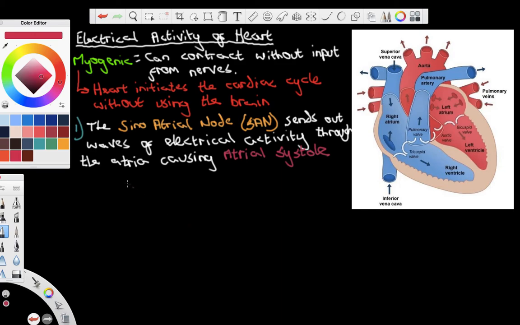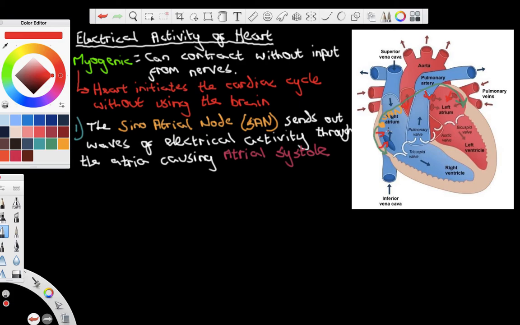So the sinoatrial node, which I've done in orange for a reason, can be found in the right wall of the right atrium. So your SAN would be found here. Okay? These send out a wave of electrical activity, and I'm trying to think of a colour I can use that will stand out on that diagram. Shall we try green? It'll send out a wave of electrical activity through the walls of the atria, causing the atria to contract. So when the sinoatrial node sends out this wave of electrical activity, the atria contract, causing atrial systole. So this is the first part of the cardiac cycle.